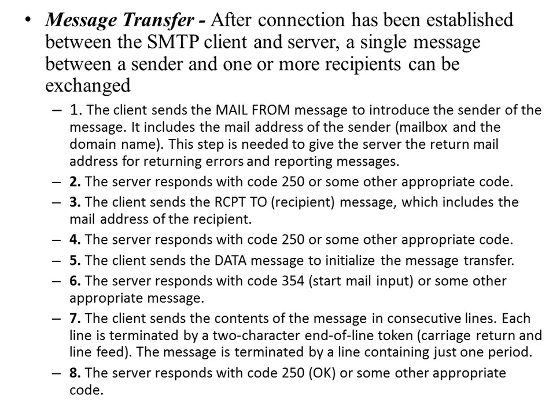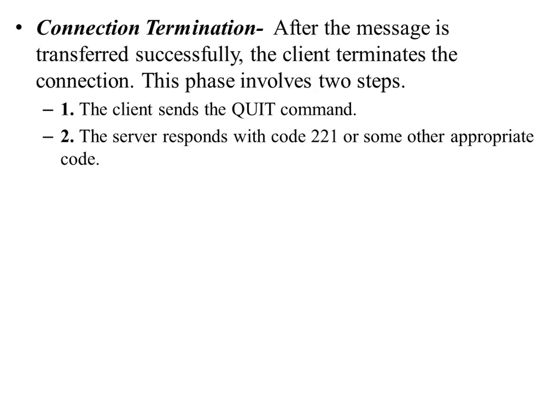So first you establish the connection. After establishing the connection, you send the appropriate address, and with that address you again get a response from the server. Then you start transferring your data line by line, and again you get a response from the server. So this is how the message actually gets transferred using SMTP. Finally, you terminate the connection once the message is transmitted successfully.